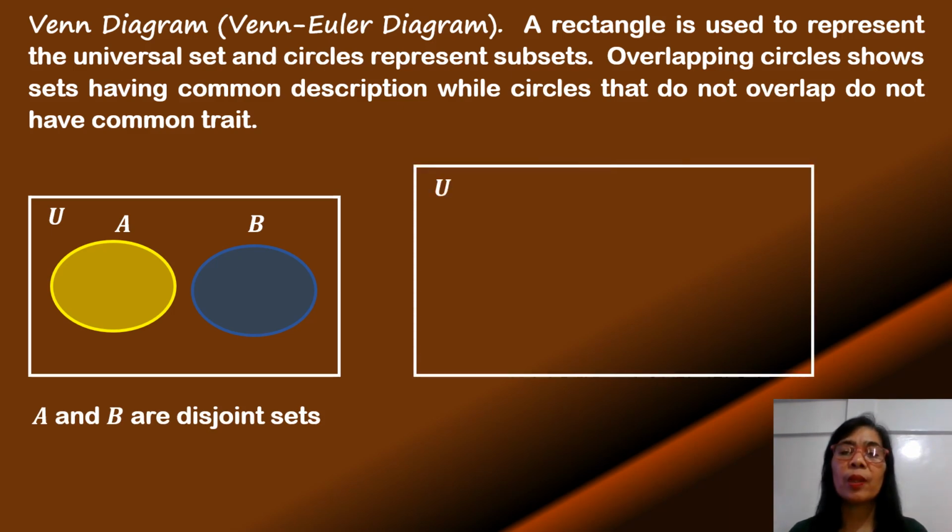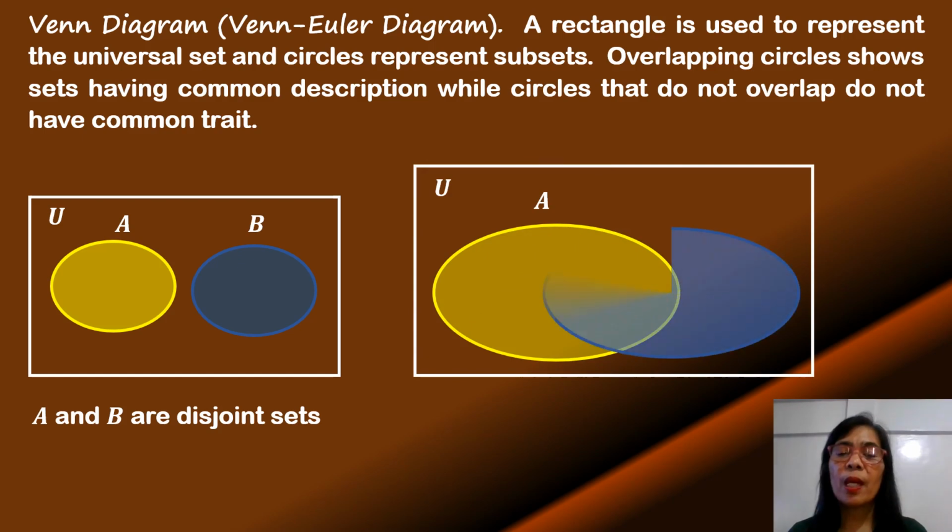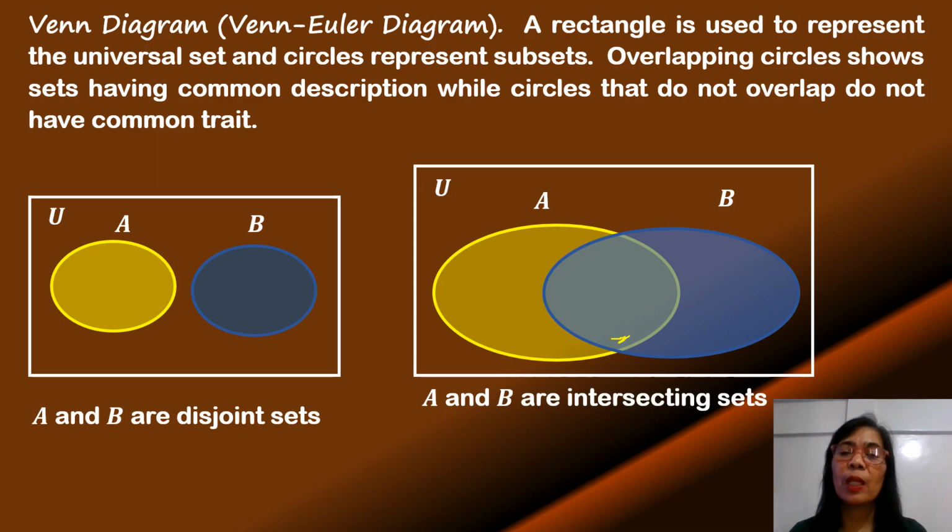Another Venn diagram in here shows sets A and B which are intersecting. Since they are intersecting sets, this region showing the overlapping part of sets A and B shows the elements having common descriptions, or elements in A and B having common descriptions. We call this region A intersection B. While this region, these are elements in A which are not found in B. While this region are elements in B which are not found in A.